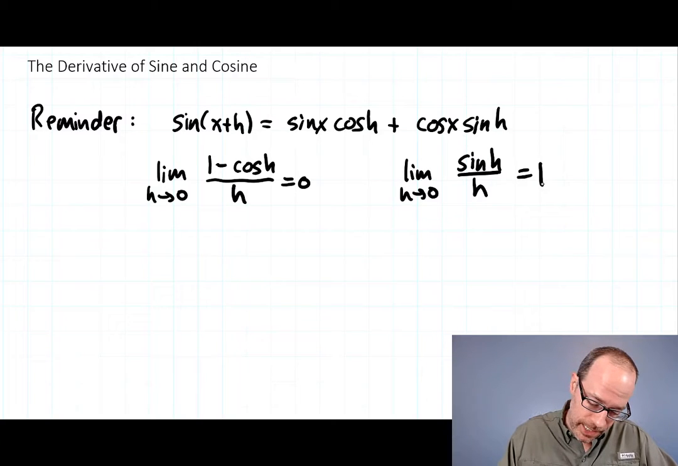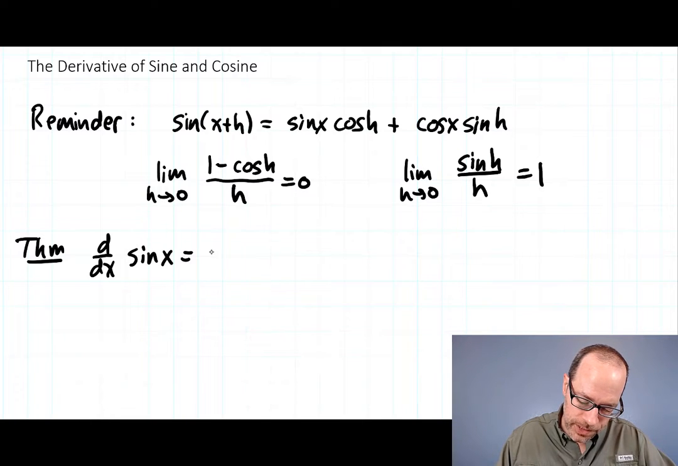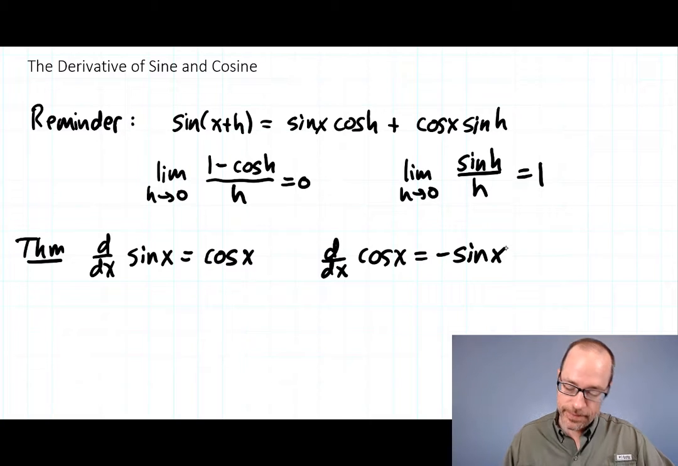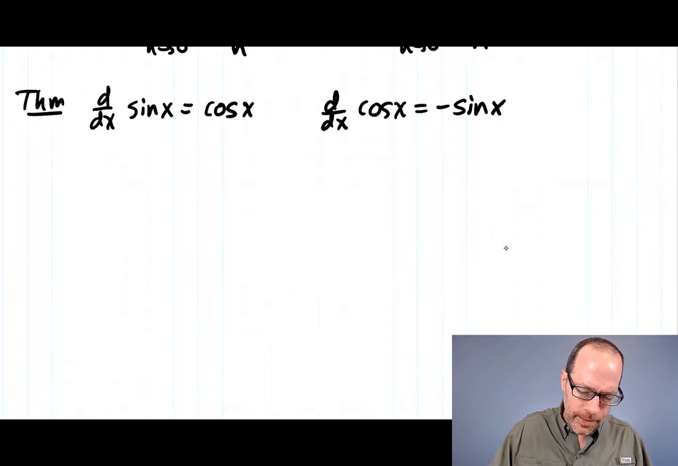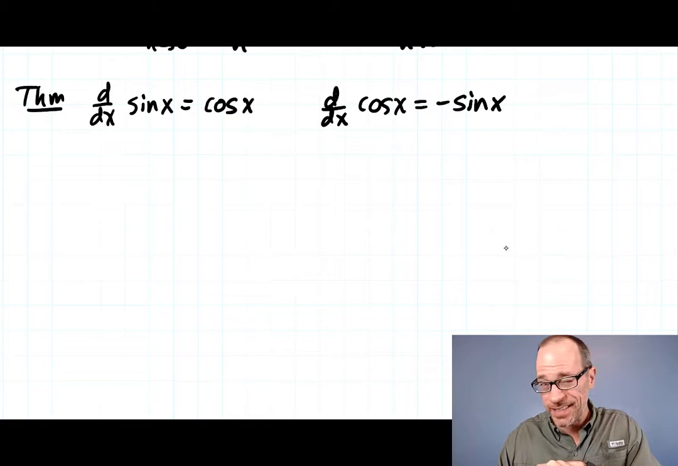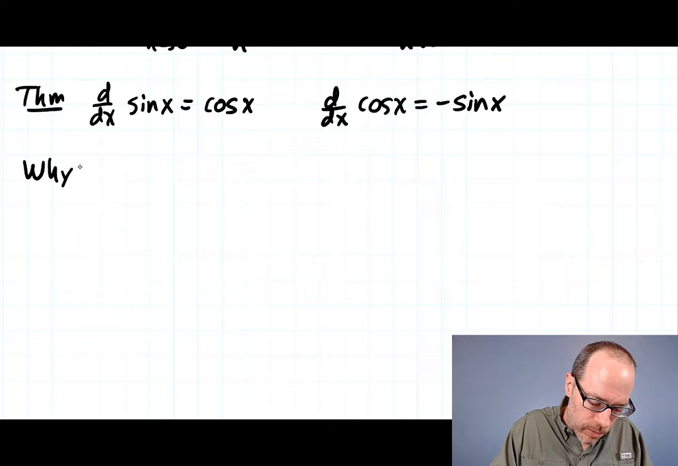All right, our main statement is this. The theorem is that the derivative of the sine is the cosine, and the derivative of the cosine is negative sine. Okay, so let's see if we can figure out why this is. We'll actually just do the derivative for the sine because the calculation for the cosine is very similar. So here we go. Why?